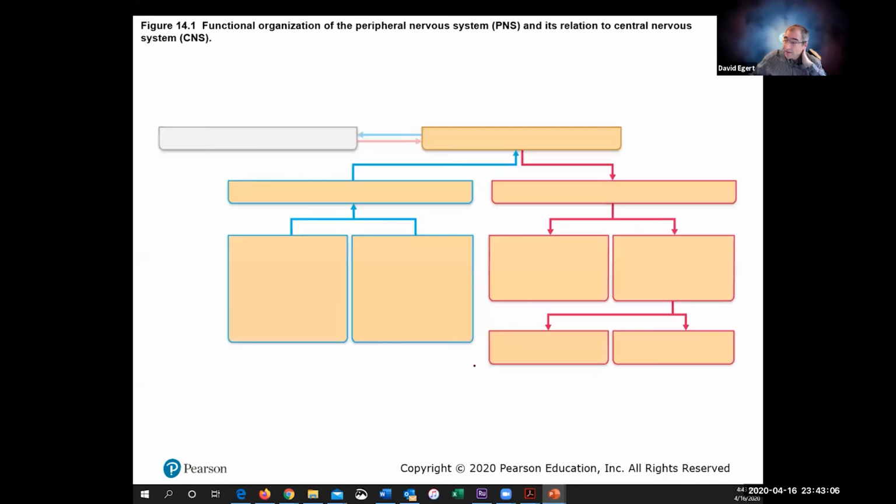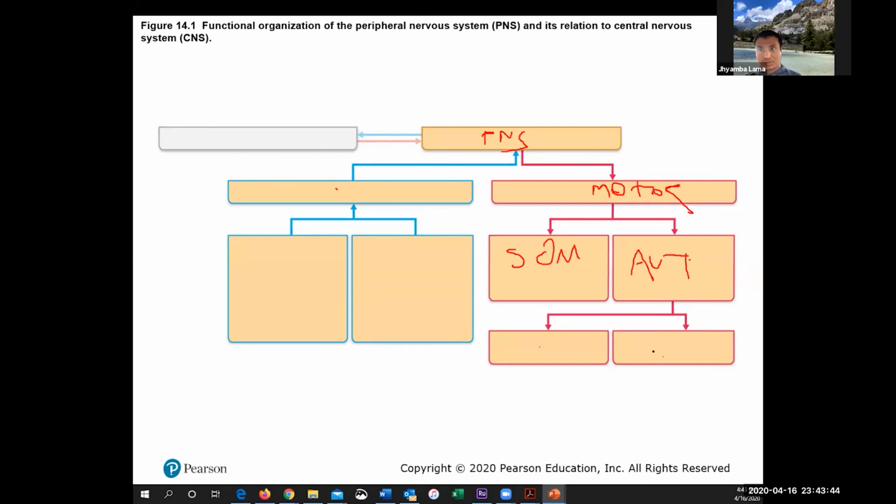So this one, you make sure you can fill out this chart. Although, you should know the overall structure. Like, if this was PNS, if this was motor, what are the two divisions of motor? Somatic. There's somatic for the voluntary, and then the autonomic for the involuntary. And what are the two sections of the autonomic? Sympathetic, parasympathetic. Yeah. And you should know the difference between those.